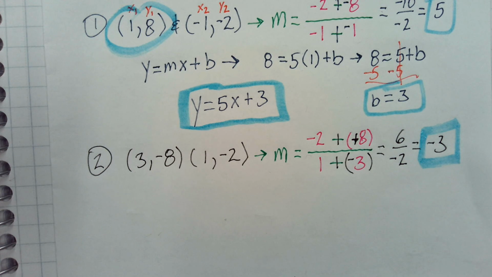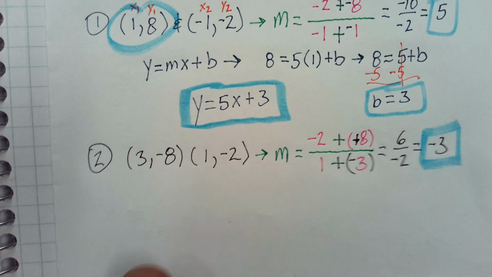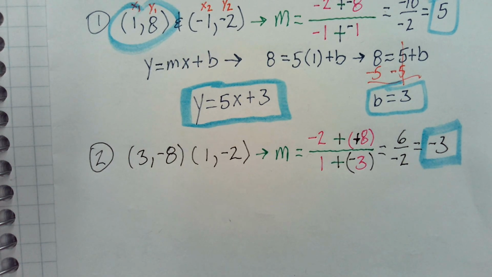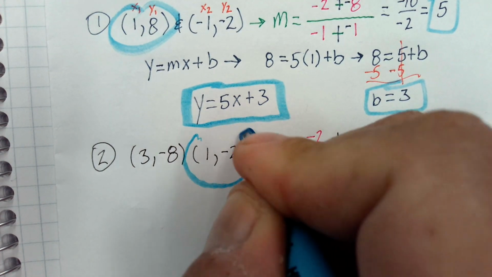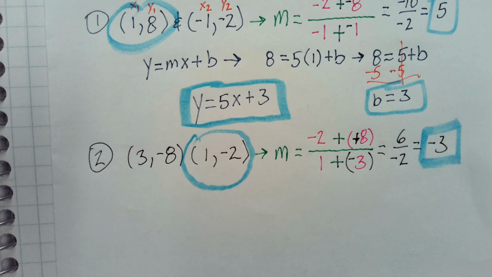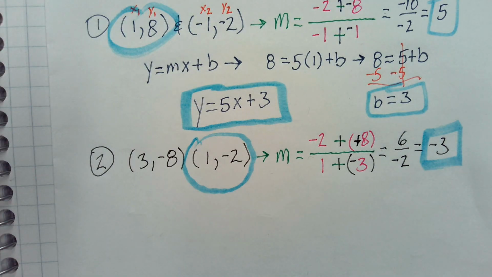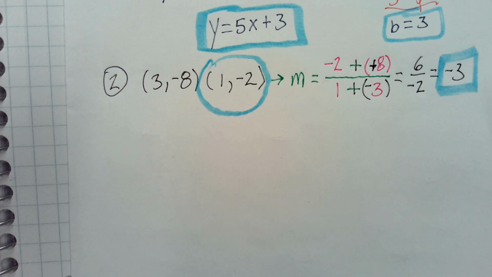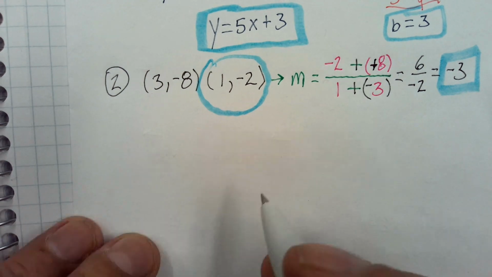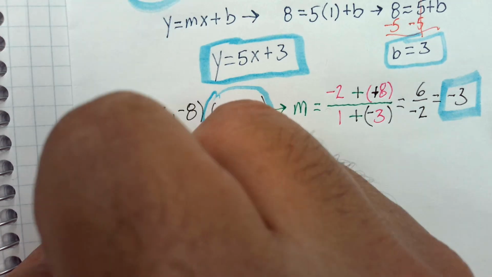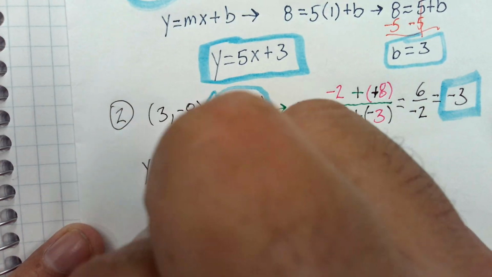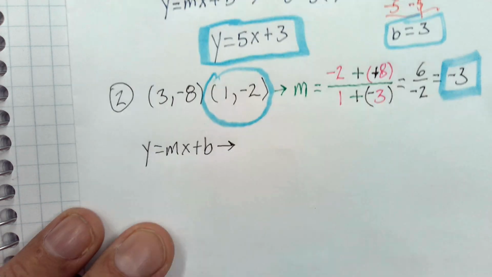Okay? So now take that slope, take one of these ordered pairs, either (3, 8) or (1, -2). Doesn't matter which one. Let's take this one since it has a 1, and we also picked the first one last time. Let's plug it into the equation, y equals mx plus b. So I'll just write it, y equals mx plus b, just to remind ourselves where everything goes.